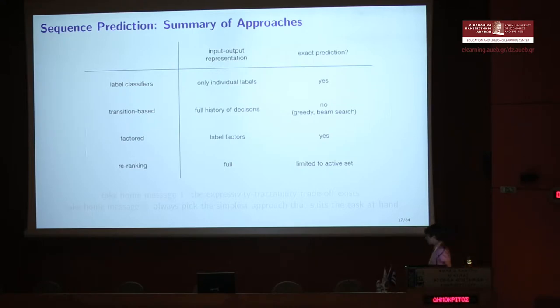Okay, so there are two take-home messages. The first is there exists a trade-off between the expressivity of the model, namely what part of the output the model can see, and the computational aspects when it comes to prediction. So this expressivity trade-off exists.